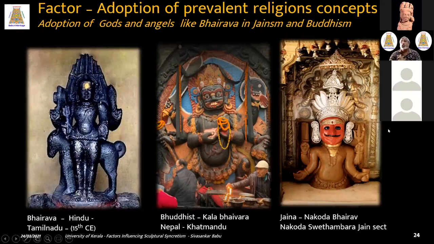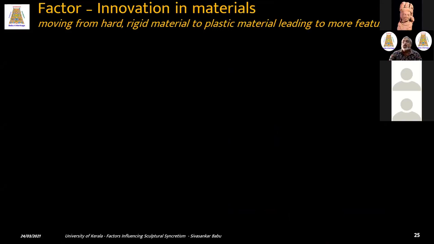The other factor is innovation in material. Depending on what material we had earlier, we saw how the way of worship has changed by the material available and man's technological mastery over the material. From a very hard material to a more workable material, the finest details, the amount of jewelry, the number of weapons increase. We can see some examples.